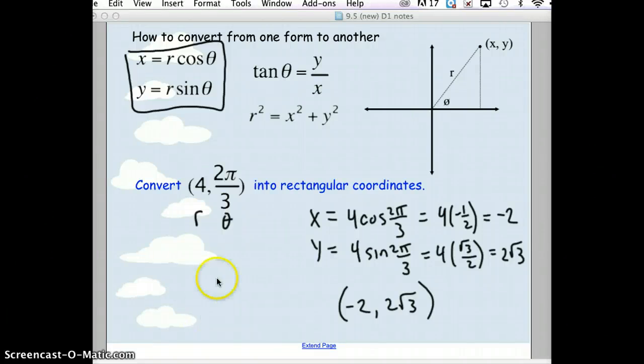Okay, now what we're going to do is convert the other direction. We're going to convert from rectangular into polar. And so now the equations you're going to need are these.